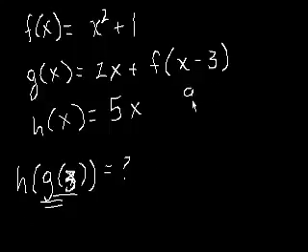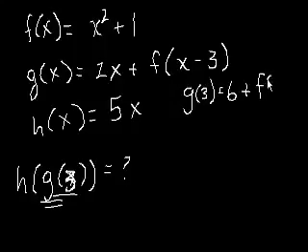So g of 3 equals, well, it's 2 times 3, right? We're just replacing wherever we see an x with a 3. So it's 2 times 3, so that's 6, plus f of, well, we just replace the x again, 3, minus 3.